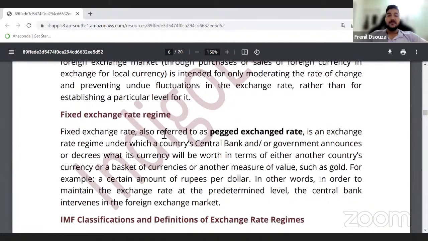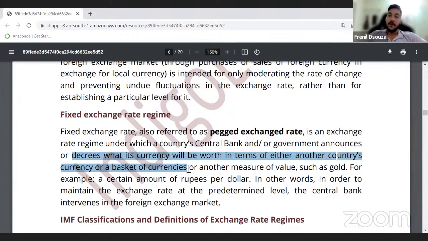Next, there is a fixed rate regime. What do you mean by fixed rate regime? It is also referred to as pegged exchange rate. It is an exchange rate regime under which a country's central bank and/or the government announces or decrees what its currency will be worth in terms of either another country's currency or a basket of currencies. Okay, what happens here? Imagine this happens tomorrow. India comes up and says that $1 is going to be 75 rupees, and no market forces will determine what the price is, right? Whenever you say that, it becomes a fixed exchange rate regime, right?